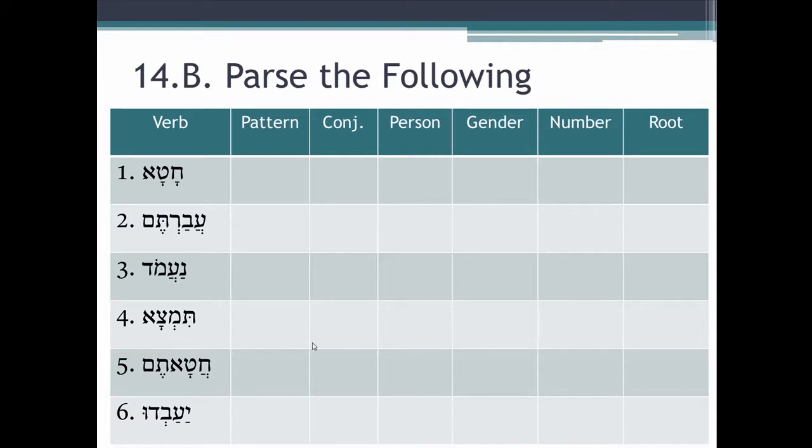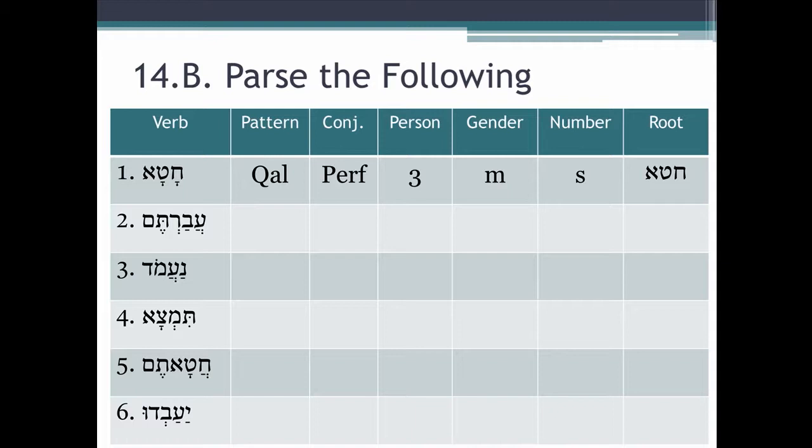So, if we look at number 1, we have katav. Does it have a prefix? No, it does not. So we know right away it's Qal perfect. And it has no suffix, so this is the simplest form. This is the Qal perfect third masculine singular from the root katav.